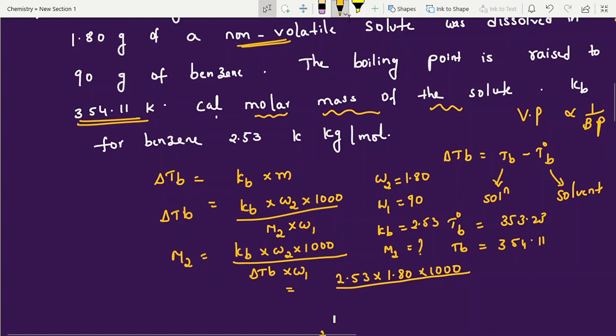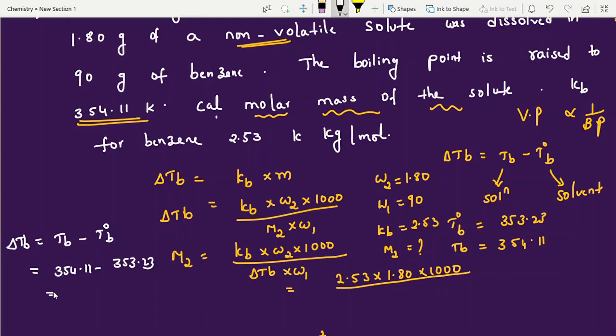Sometimes they are giving direct information, sometimes they are giving indirect information. Calculate your delta TB. Delta TB is TB of solution, boiling point minus solvent. What is the value here? Higher value minus lower value, 0.23. How much you will get as answer, students, here? Yes, 0.88. You will get it. That you can substitute here. That's it.